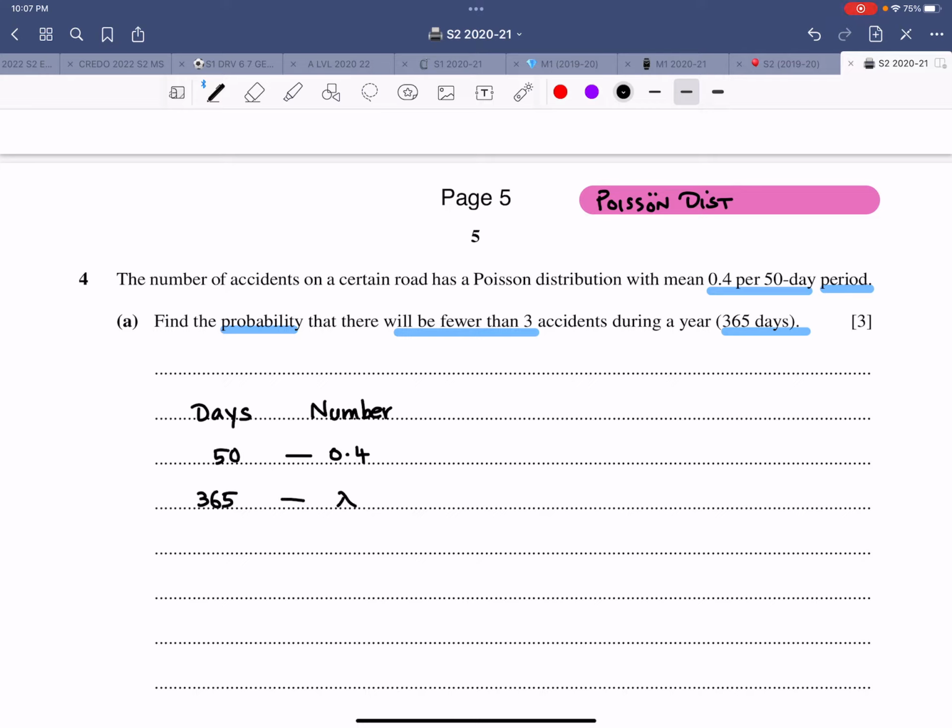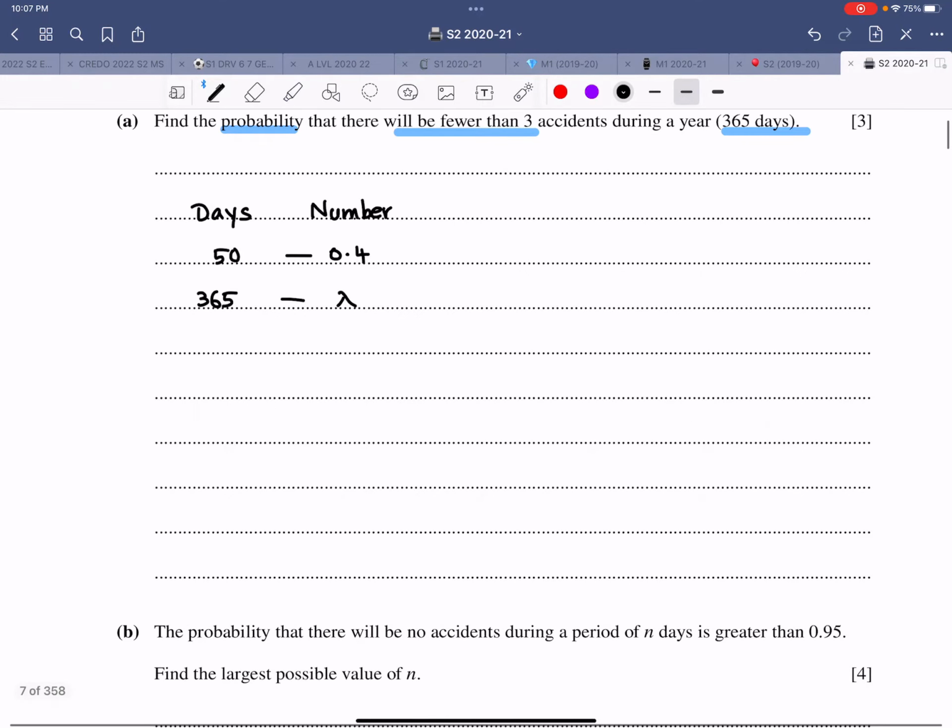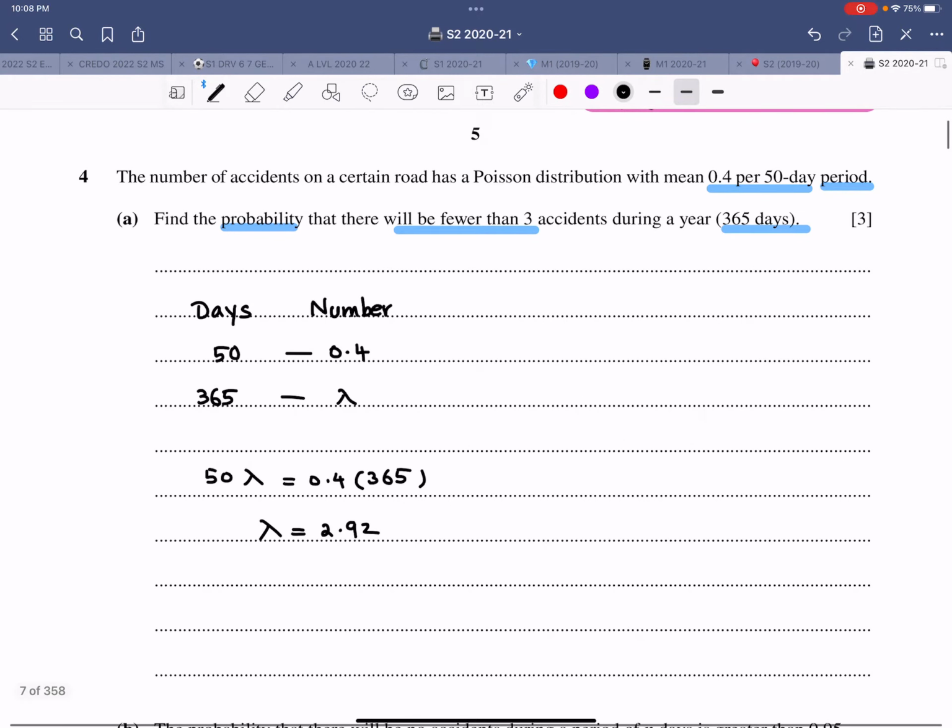So lambda is basically the number of accidents. Let me do some ratio and proportion. 50 lambda equals 0.4 into 365. Therefore, lambda is 0.4 into 365 divided by 50. This comes out to be exactly 2.92. So now you would say X follows a Poisson distribution with 2.92. That is the number of accidents.